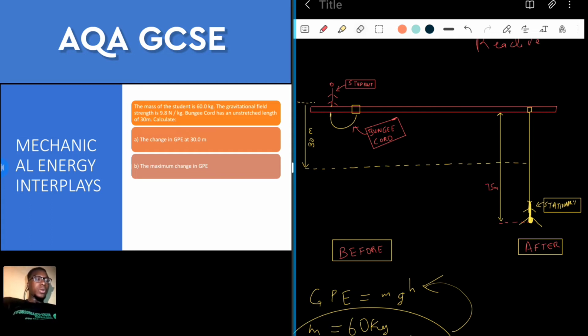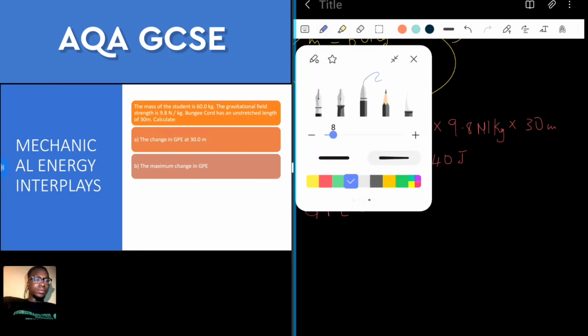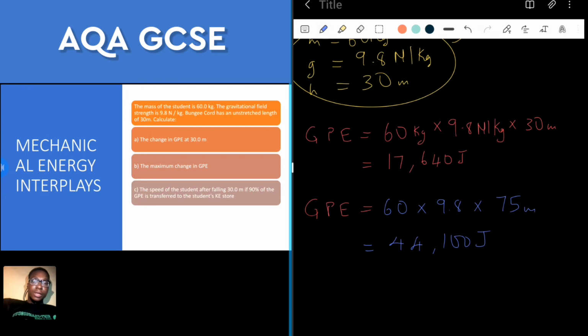So here, all we're going to change is the h. We'll change our h to 75. So doing that, we would have GPE equals mass, still the same, 60, and the gravitational field strength 9.8, and the height now, which is 75 meters. This should give you 44,100 joules.